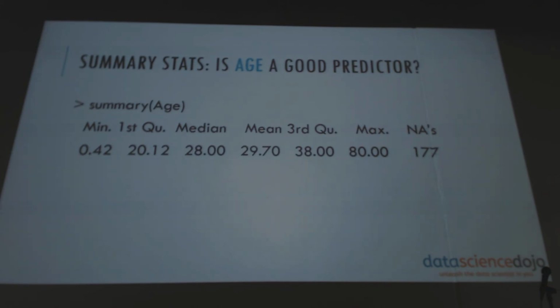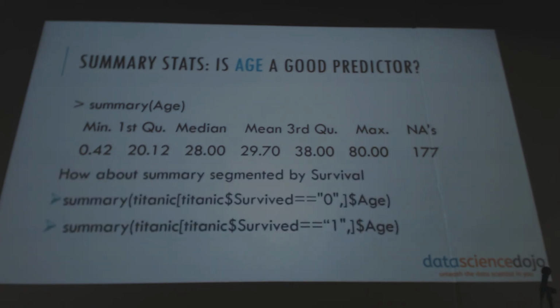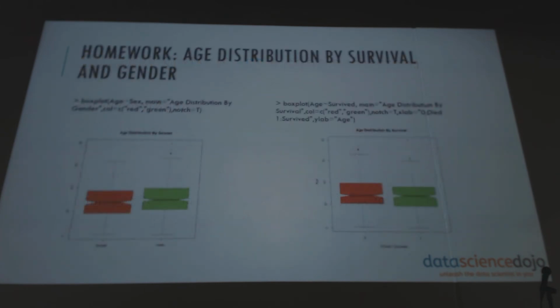So what if we segment the age by survival, right? We want to look at the summary of ages only for the people who survived and only for the people who didn't survive. So I'm trying to segment this and see if there is any difference in the age distribution when it comes to whether they survived or not, right? And I'm going to be using box plots that you have seen, right?